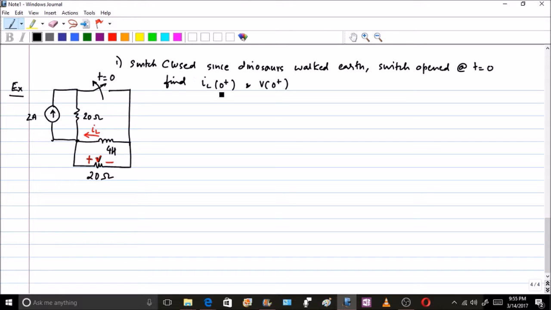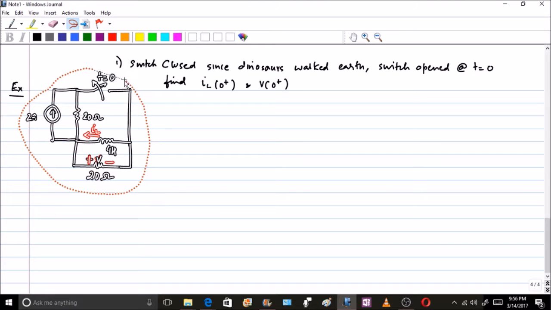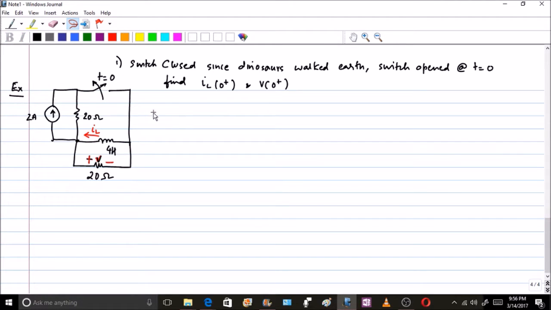You are asked to find the value of IL of 0 plus and V of 0 plus. IL is given in this direction and V is given in this polarity, so please don't try to change it. Let me make a copy of this circuit, as I will require it a couple of times. Alright, I have made the copy.